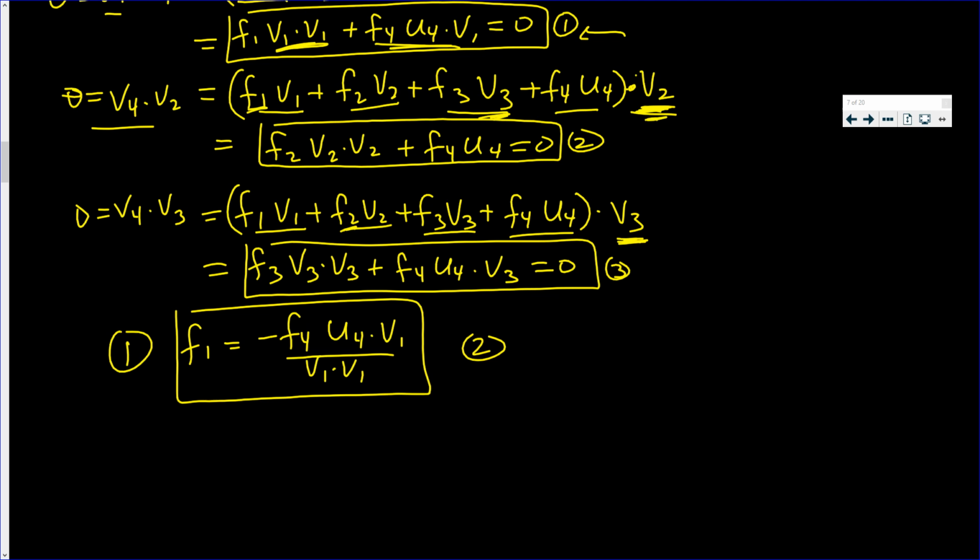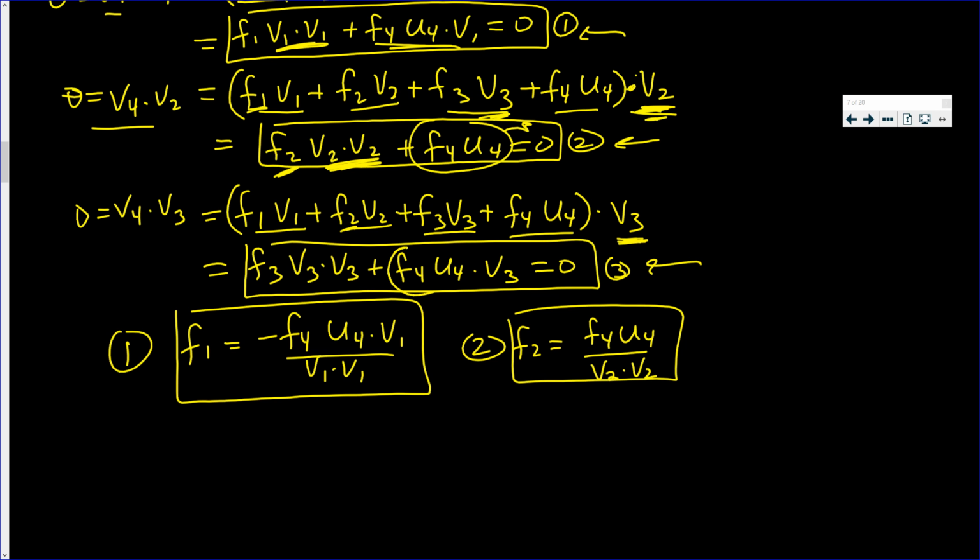Equation number 2. I know that V2 dot V2 is not 0, so I can solve for F sub 2. Bring this to the other side, F sub 2 is F4 times U4 dotted with V2 over V2 dot V2, which I know is not 0. So that is F2.